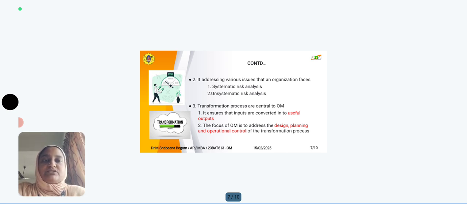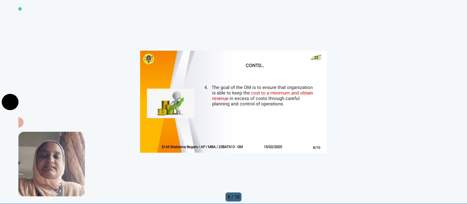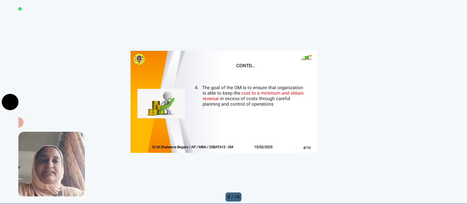The focus of OM is to address design planning, how the product is to be designed, and the operation control, what is to be done, in the transformation process. So, conclusion: the goal of OM is to ensure that the organization is able to keep costs minimal while maximizing revenue. The cost factors have to be maintained. Whatever raw material and input you have framed, the output should match it. Capital should be kept to a minimum, and some amount of profit should be ensured so that you can sustain in the market and run the business further.